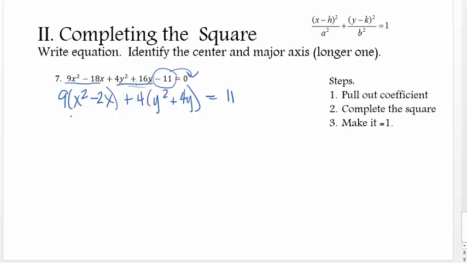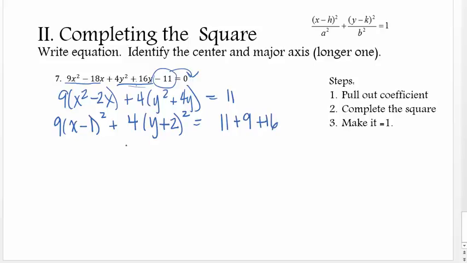Now I need to complete the square. So 9 comes down, x minus, what's half of 2? 1, and I square it. Bring that 4 down, y plus half of 4 is 2, and I square it, equals 11. Now we have to balance this, however. Okay, so let's think. Negative 1 squared is 1. 1 times 9 is 9, so I have to add 9. And over here, I have 2 squared is 4. 4 times 4 is 16, so I add 16.